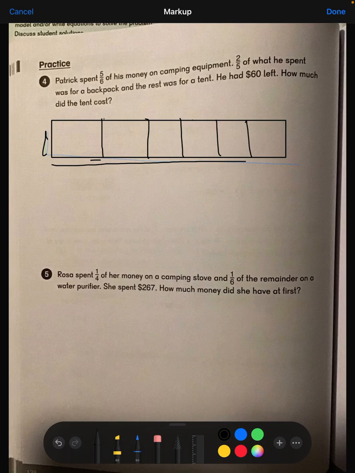2/5 of what he spent was for a backpack, so 2 of our 5 are for the backpack. B for backpack. And the rest was for a tent, so the rest of what he spent, which was that 3/5 or 3/6 remaining, was for his tent.